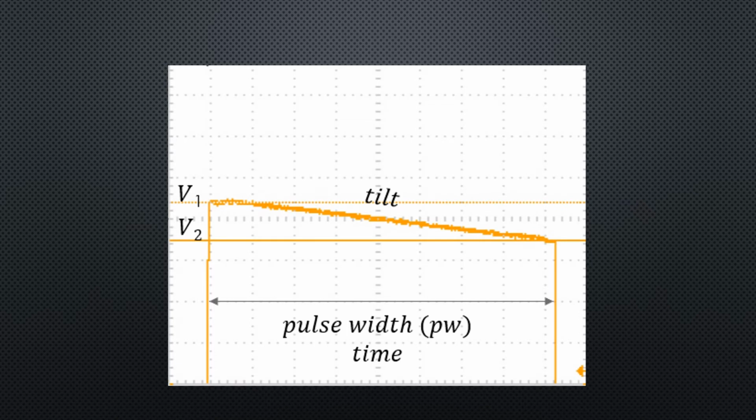So here's an image that I grabbed from my oscope, and I'm zoomed in on just the top part of the square wave. We can see that we've got two different voltages here, and that's giving us our tilt. We can also see that the pulse width is defined as time. The x-axis is time, and the y-axis is voltage.